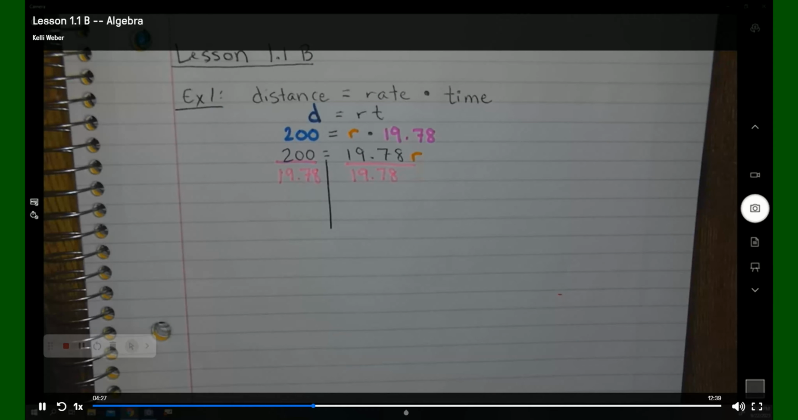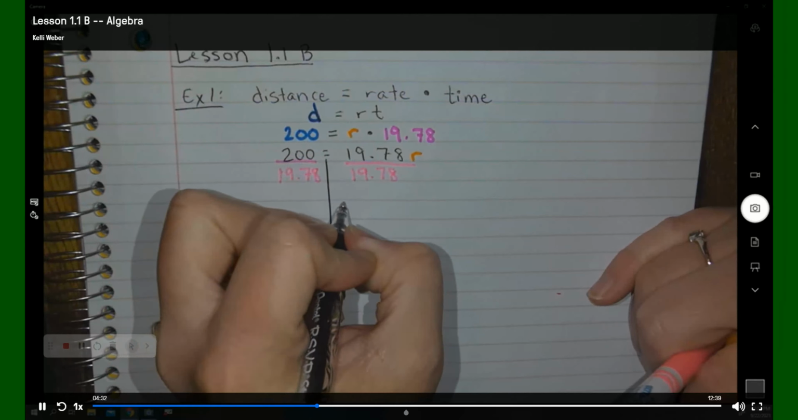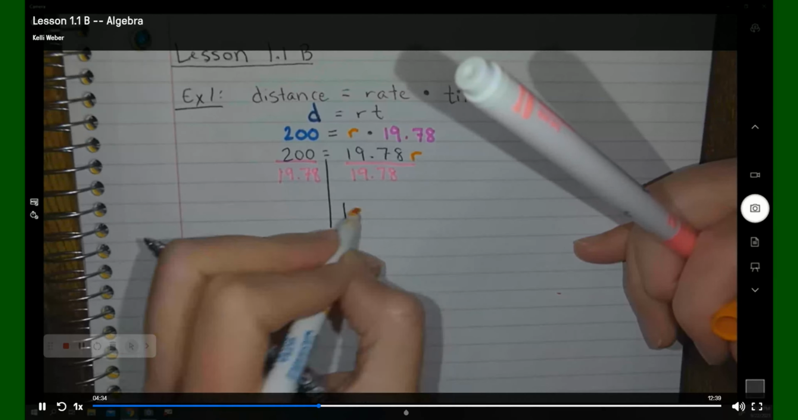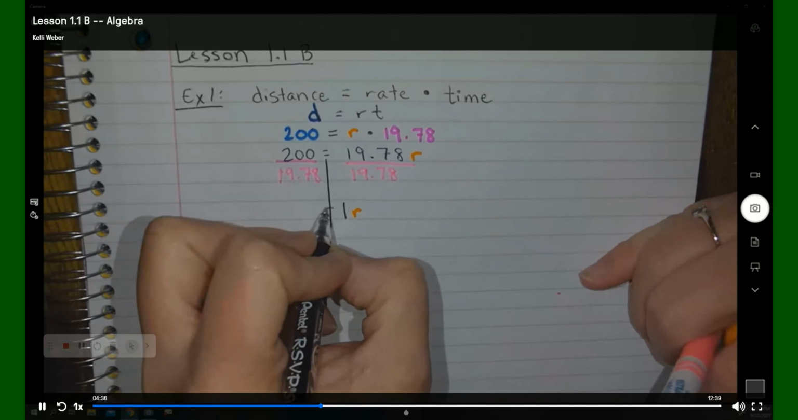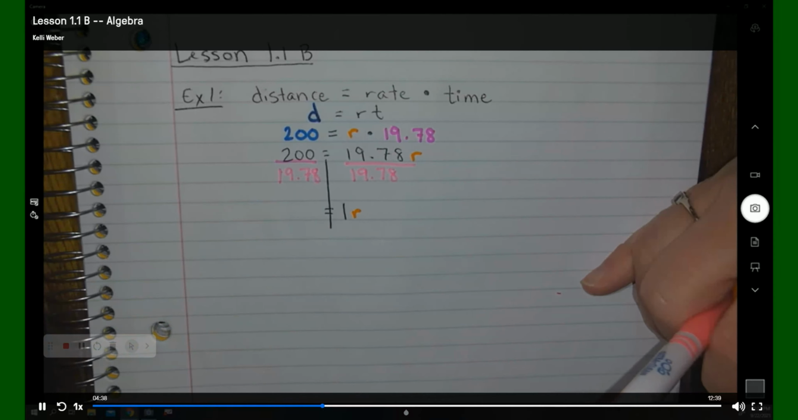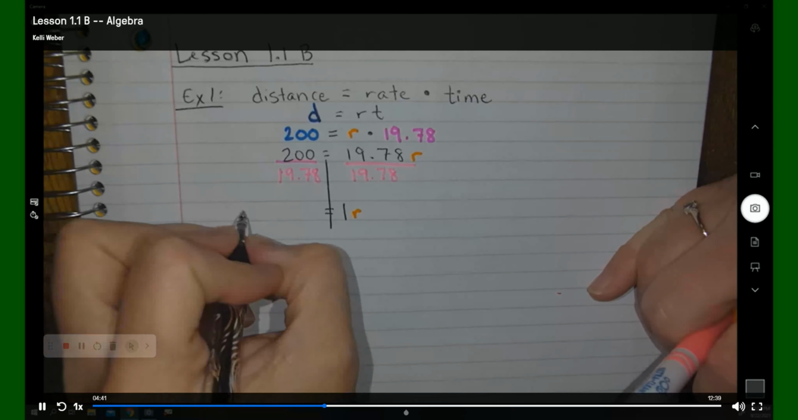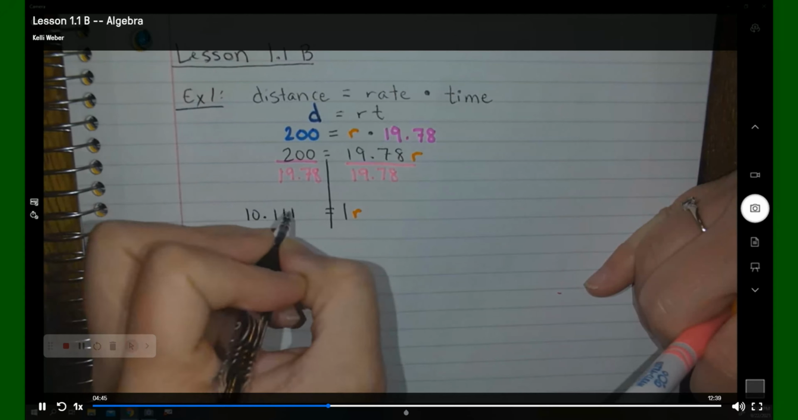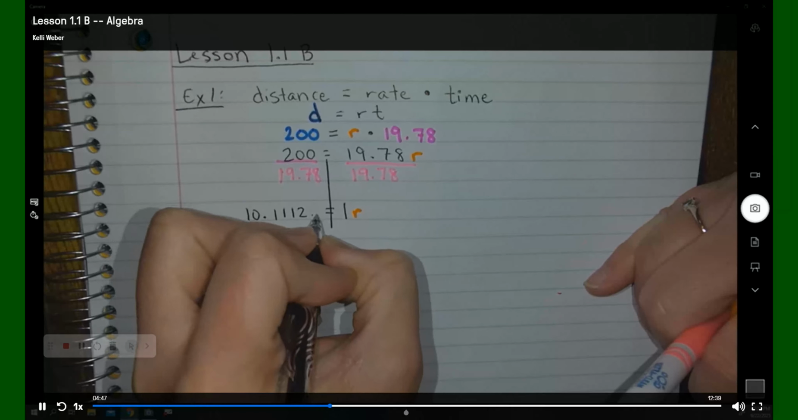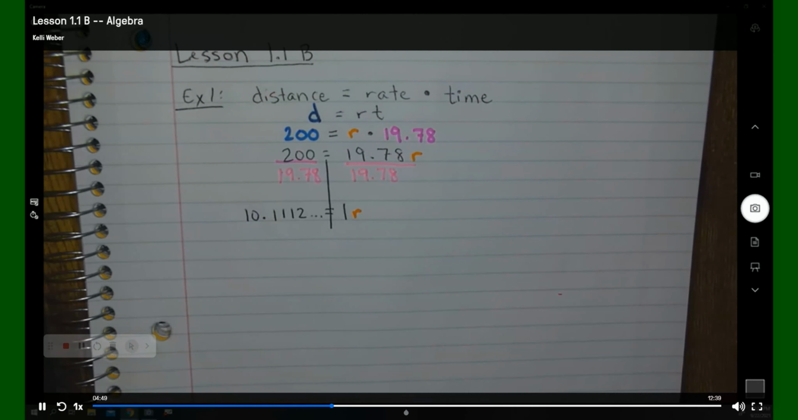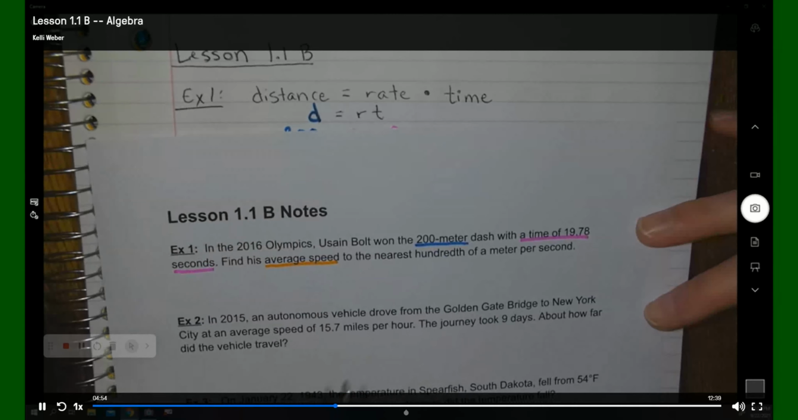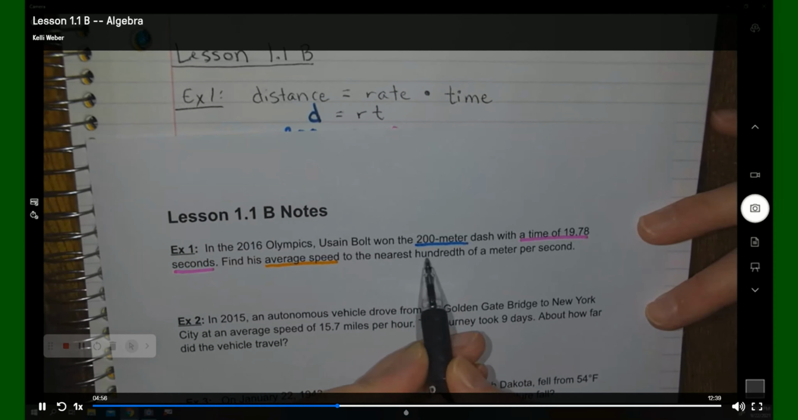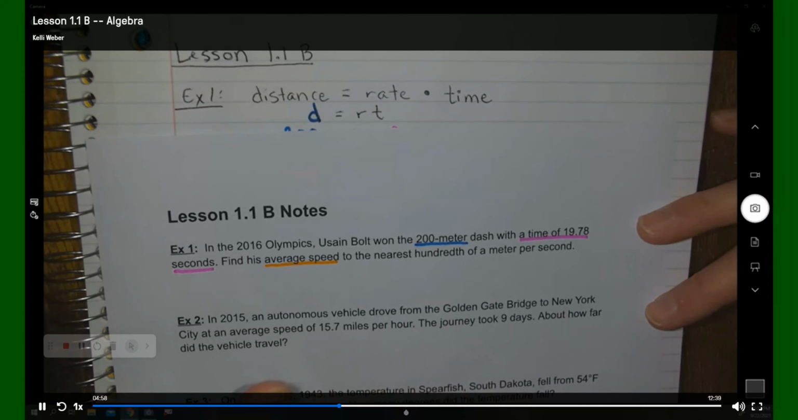So once we do that, this cancels to be 1R or just R. Either way is fine. And then 200 divided by 19.78 is 10.1112, and then there's more decimals to follow. But they asked us in the example, round it to the nearest hundredth of a meter.